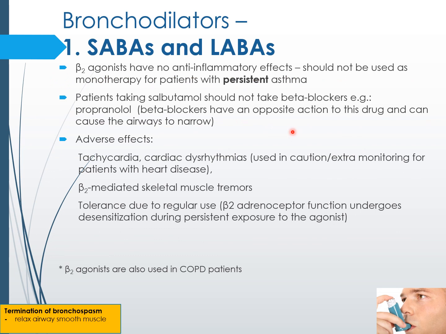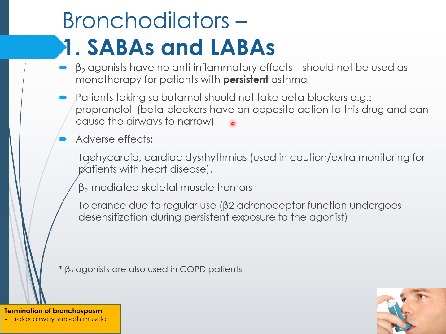More information on SABA and LABA. Beta-2 agonists have no anti-inflammatory effect and should not be used as monotherapy for patients with persistent asthma. So it has no anti-inflammatory effect, which means that it does not resolve inflammation. It only provides relaxation or dilatation of the bronchi.